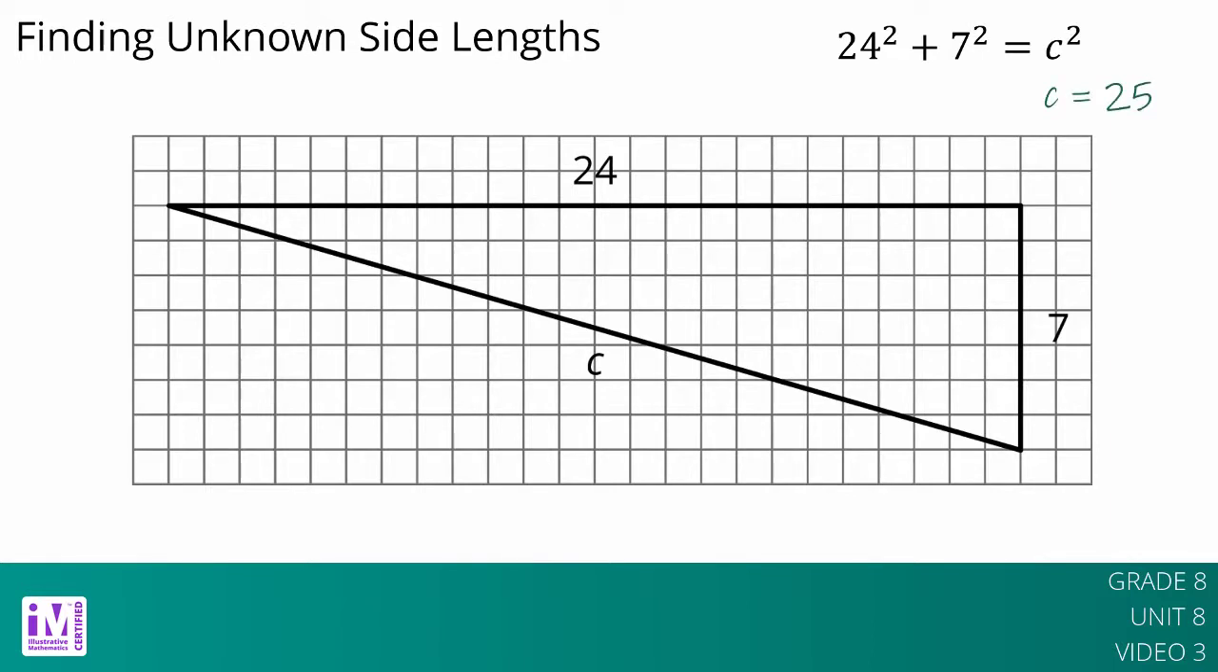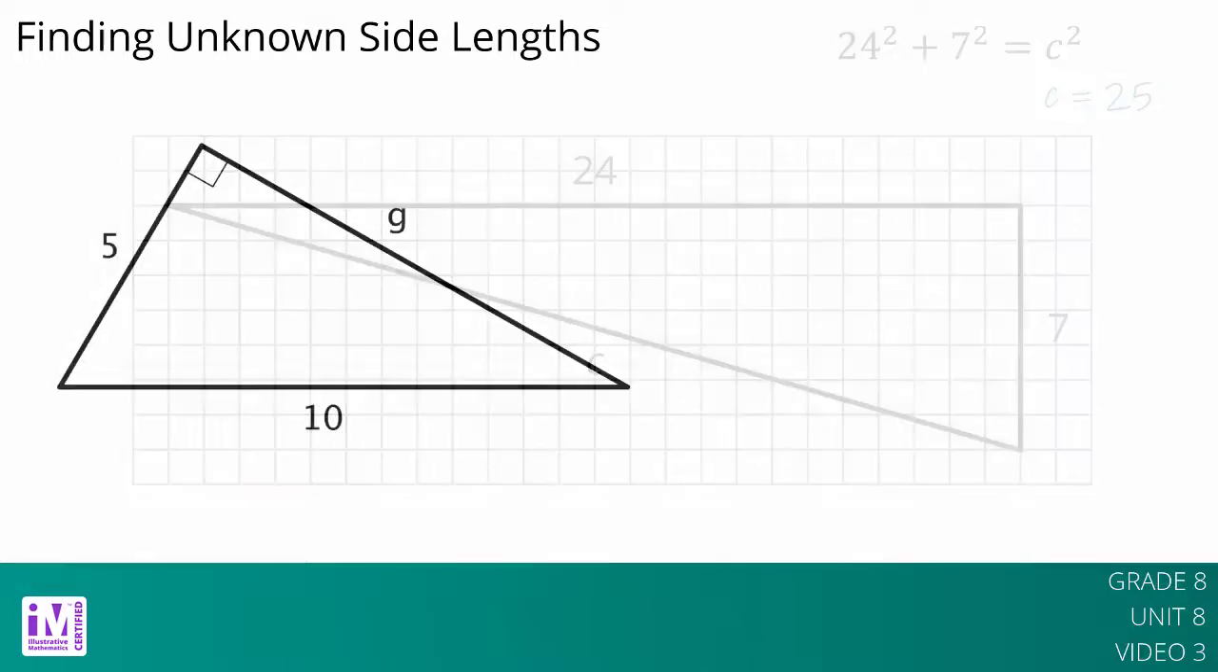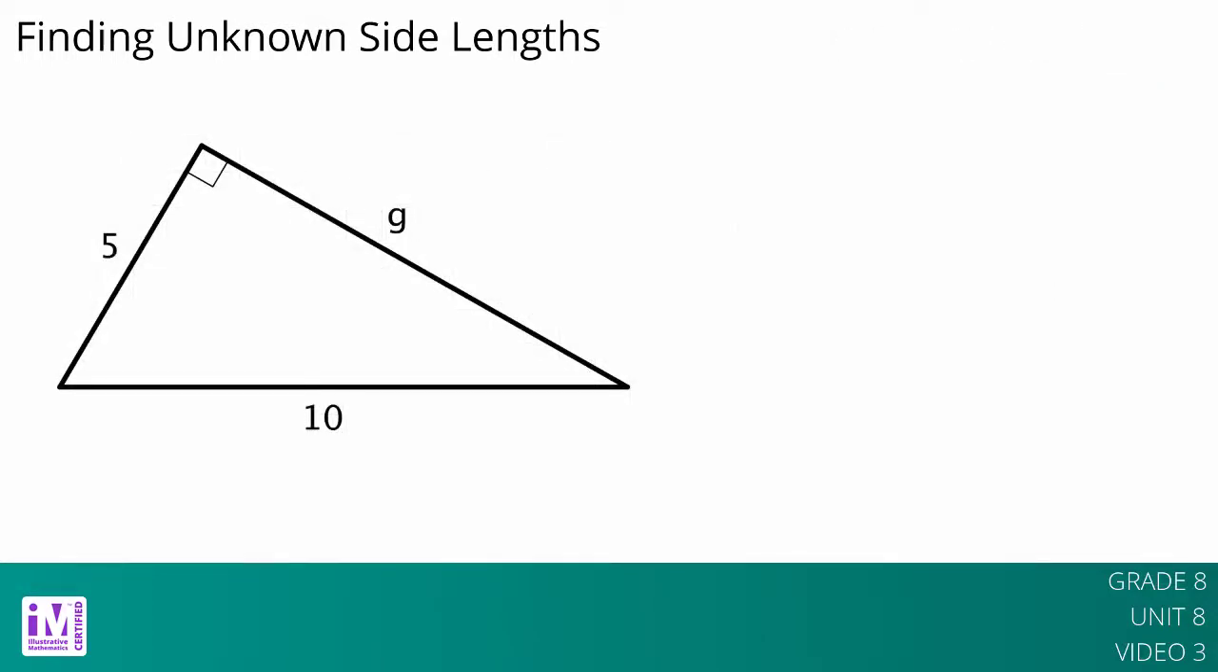The Pythagorean theorem can also be used if the length of the hypotenuse and one leg is known, and we want to find the length of the other leg. Here is a right triangle, where one leg has a length of 5 units, the hypotenuse has a length of 10 units, and the length of the other leg is represented by g. We start with a squared plus b squared equals c squared, make substitutions for the values we know, and then solve for the unknown value.